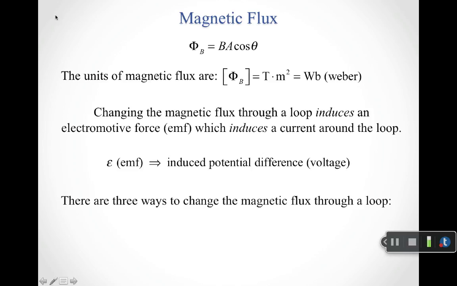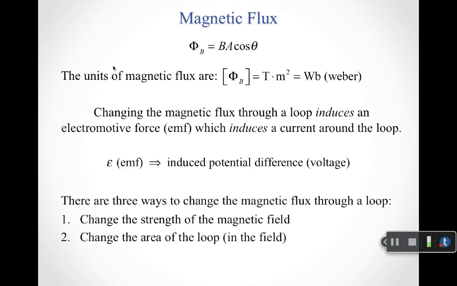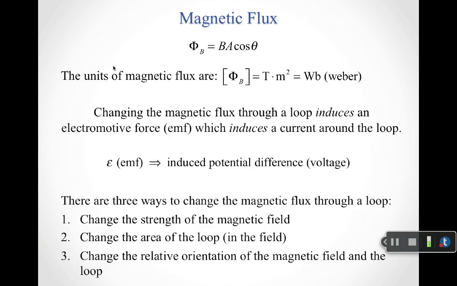What this means, thinking about this equation up here, is that there are three ways to change the magnetic flux through a loop. You can either change the magnetic field, or change the area of the loop, or change the relative orientation between those two things. So what we will concentrate on going forward when we start talking about electromagnetic induction is having a really good grip on the magnetic flux, so that we can figure out which of these three parameters we're changing, to think about how we're inducing current around some loop simply by changing the magnetic flux.